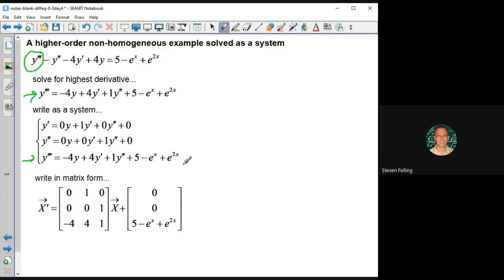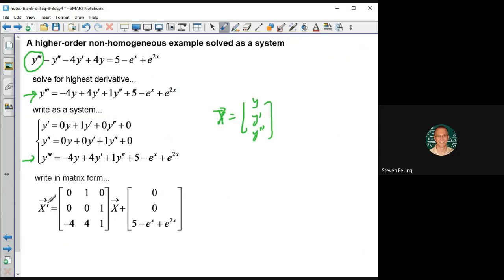Okay, so if we wrote that as a system, then this right here would become the bottom row of the system, just as is. The y double prime, one less derivative, would just be 0 y's, 0 y primes, 1 y double prime, and nothing extra. And then the next lower derivative, y prime, would be 0 y's plus 1 y prime plus 0 y double primes plus 0.